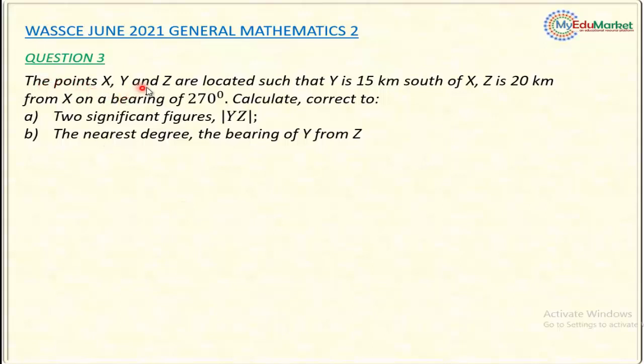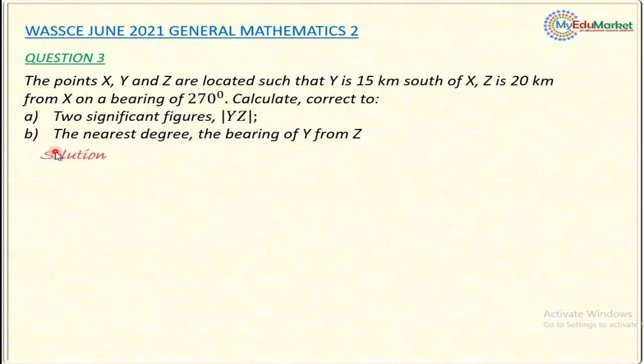The points x, y, and z are located such that y is 15 kilometers south of x, and z is 20 kilometers from x on bearing 270 degrees. Then the questions asked: A, calculate, correct to two significant figures, the distance yz. And question B is to calculate, correct to the nearest degree, the bearing of y from z. These are the two questions asked in this question.